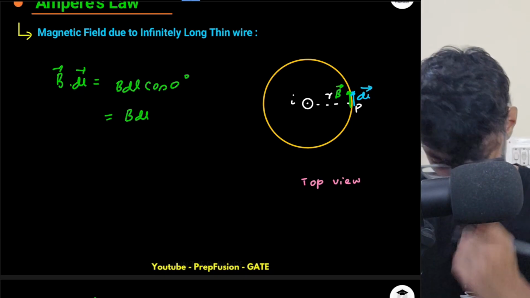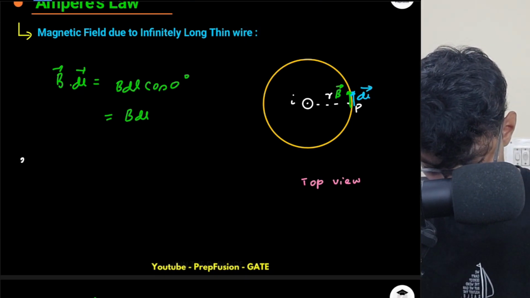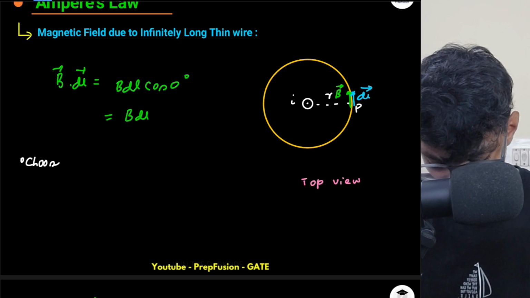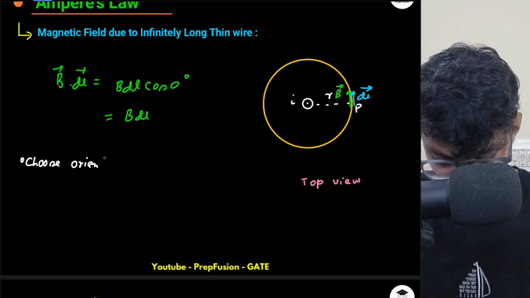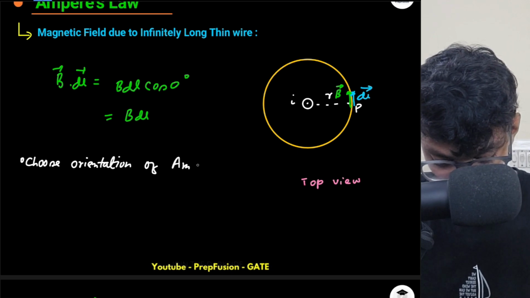So, second point, choose the orientation of the Amperian loop.